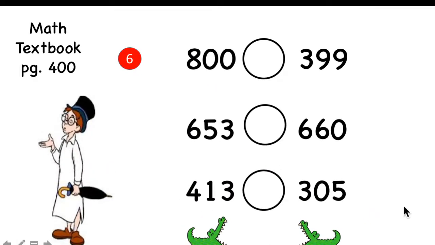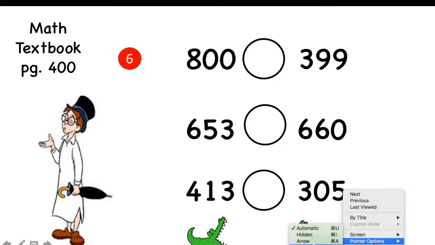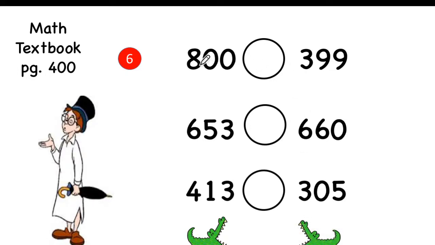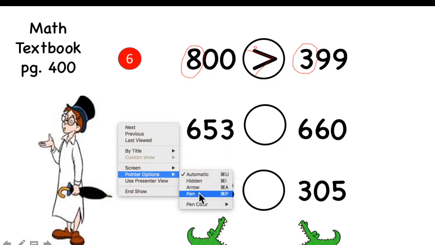Number 6, 800 and 399. Very easy because the hundreds digits are not the same. We have 8 and 3. So which of these is greater, 8 or 3? 8 is greater, so this number is greater. The Pac-Man will eat the greater number. Looking at the greater number. See? The Pac-Man eats the greater numbers.